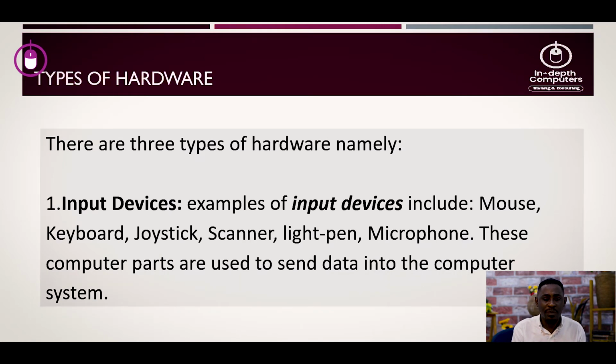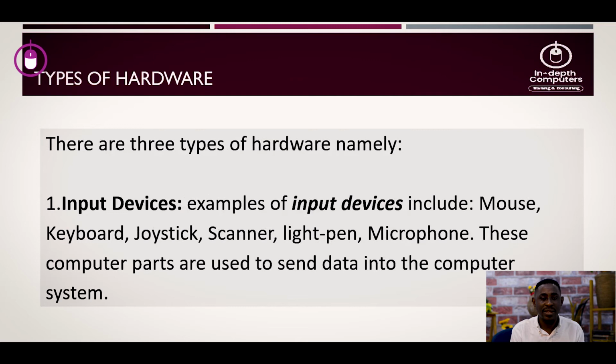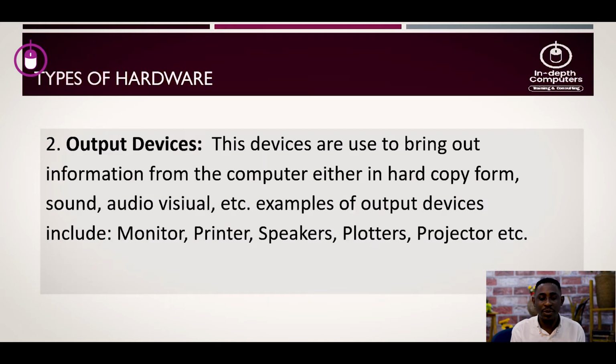So moving on now, talking about hardware, there are different types of hardware, or the hardware are categorized into 3 types basically. And then first we have the input devices. Examples of input devices include the mouse, the keyboard, the scanner, the light pen, the microphone. These computer parts are used to send data into the computer system.